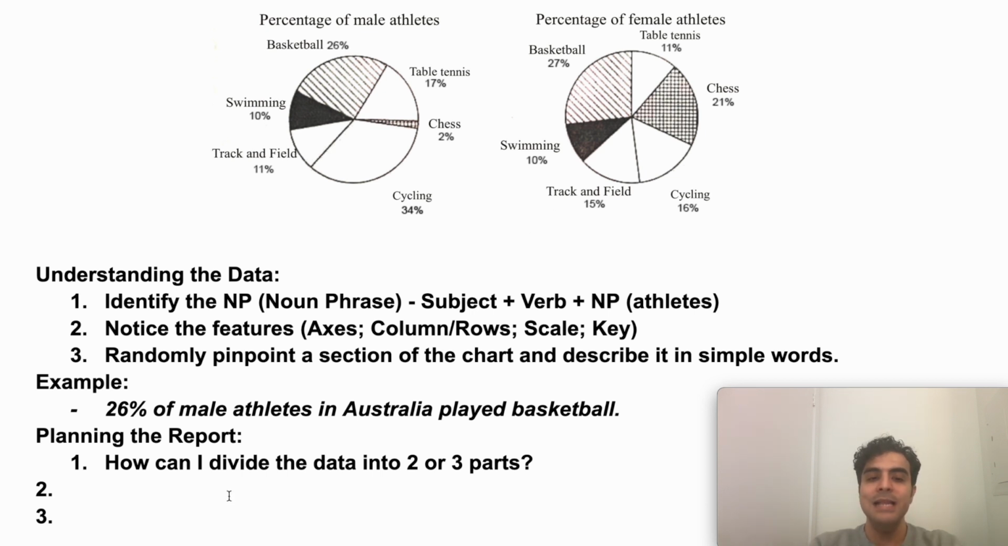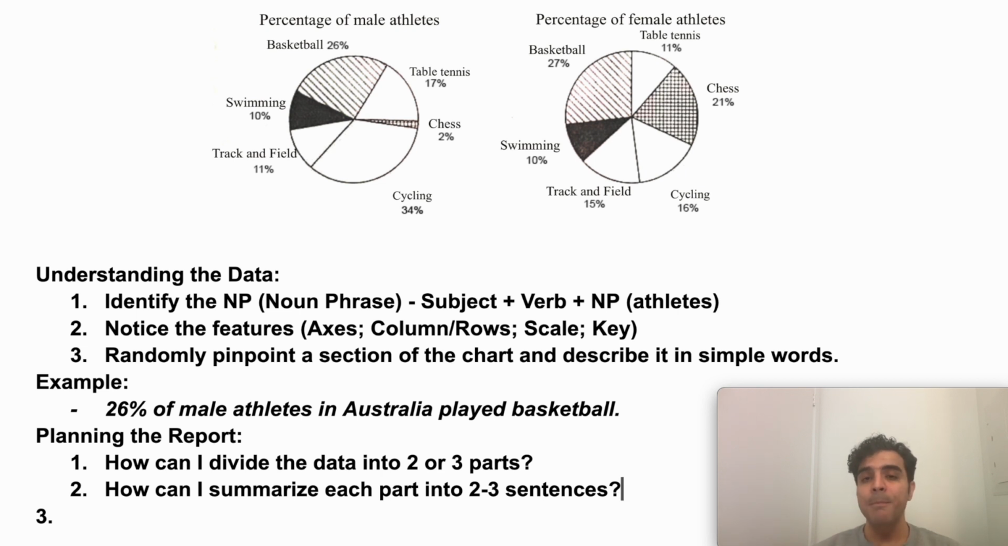Following this question, the second question you'll need to ask yourself is, how can I summarize each part into 2 to 3 sentences? If you remember, in IELTS Task 1, one of the expectations of the task is for you to write a response that is between 150 to 200 words and also summarizes the information. Now, if I describe everything I see in these 2 pie charts, how many sentences will I end up writing? Well, I know I have 2 paragraphs.